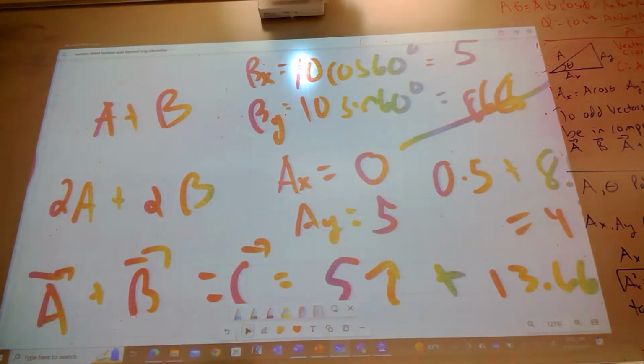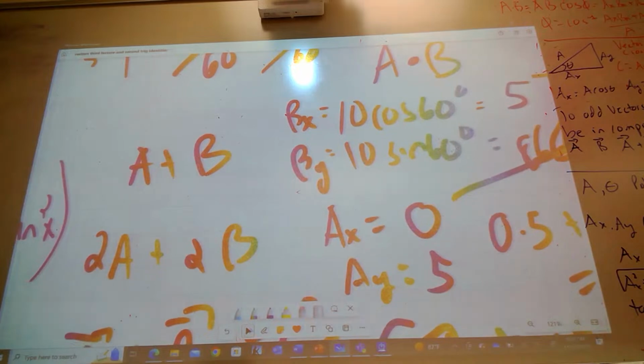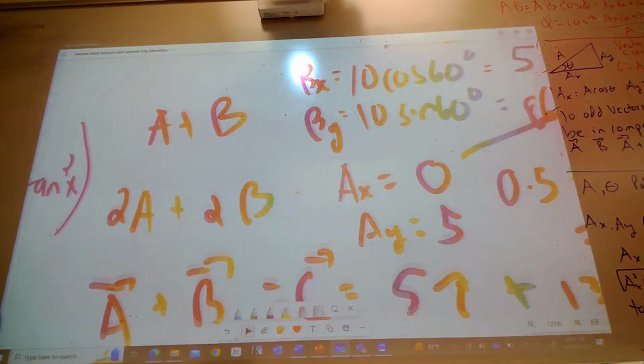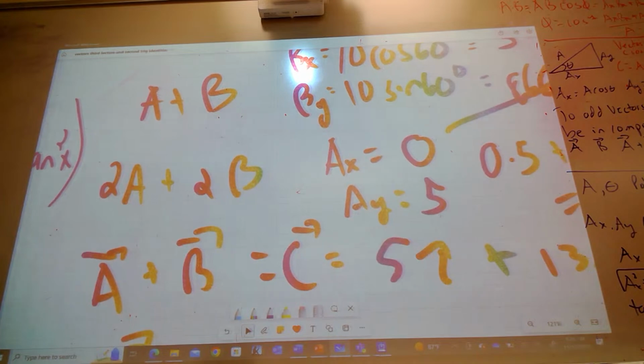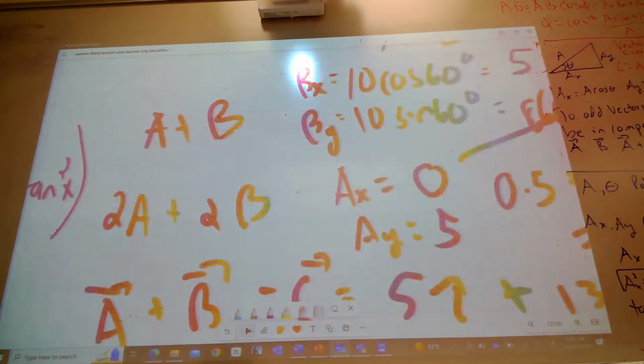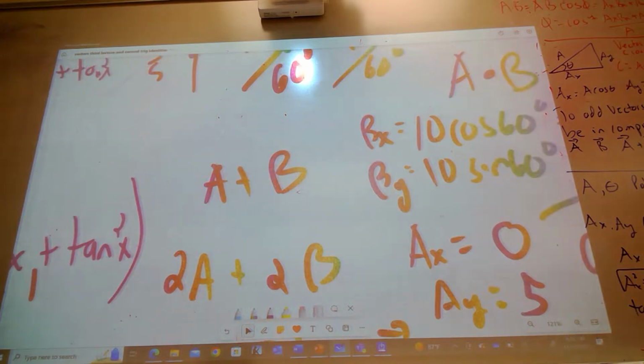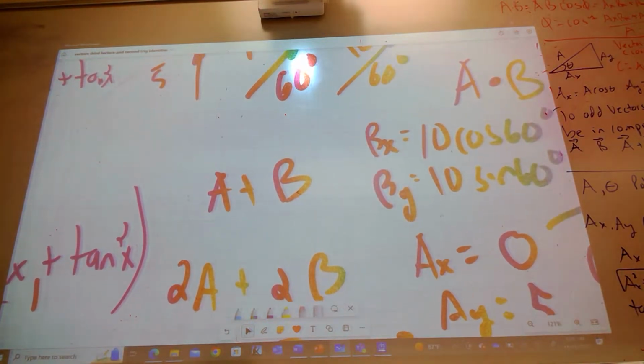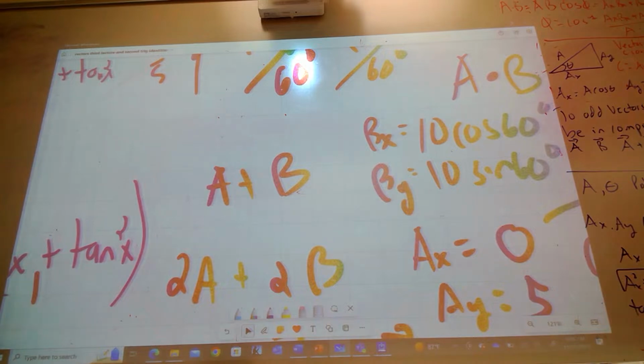Okay, so what you get, and I want you to put it in unit vector form in terms of i and j. After that, we're going to do 2a plus 2b. But each time I want you to put it in unit vector form. Then I want you to do the dot product. So you're doing a plus b, 2a plus 2b, and then a dotted with b.